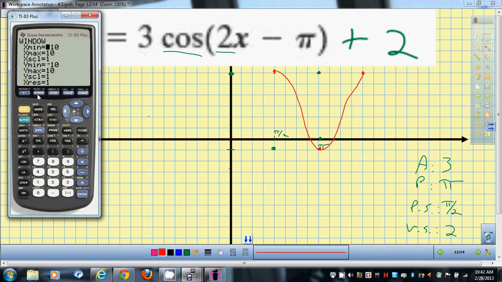Well, we were at pi, and we shifted right pi over 2 units. What's pi plus pi over 2? 3 pi over 2. So we're going from pi over 2 to 3 pi over 2. Pi over 2, to 3 pi over 2.